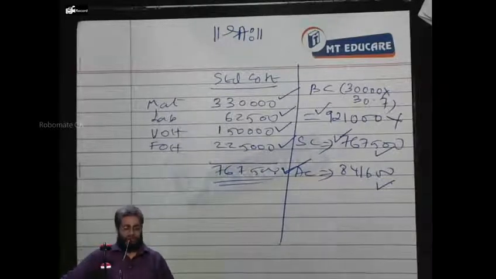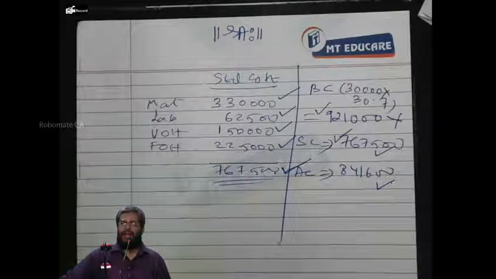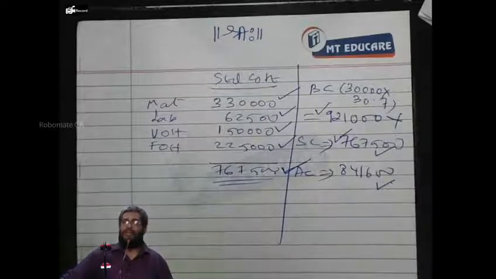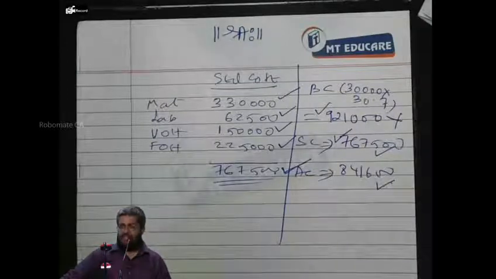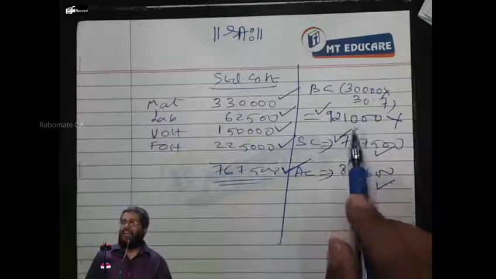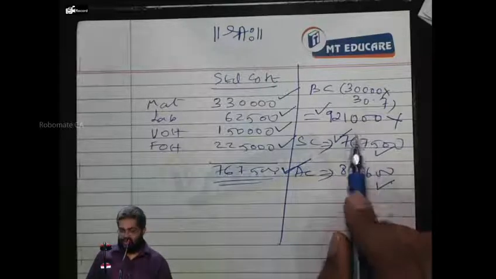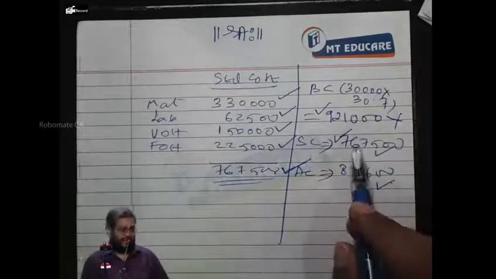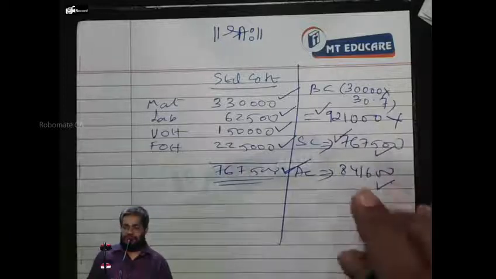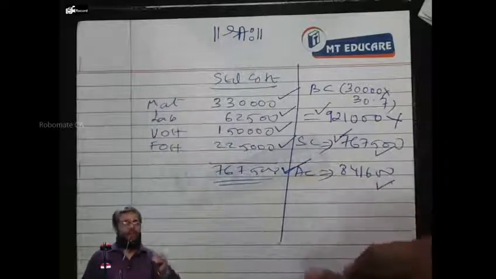The right way is to compare the revised target of rupees 767,500. I revised my target from the new output, yes or no? The revised target of 767,500 is compared with actual. Now are you all following or not?